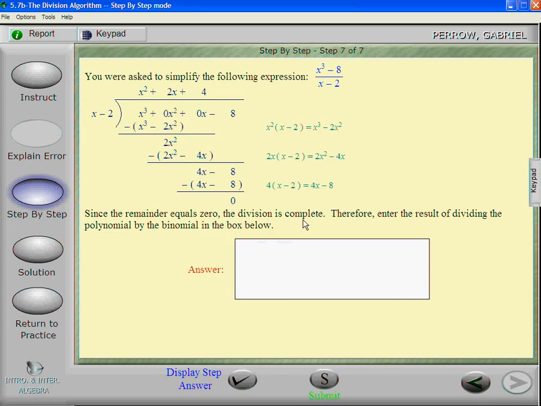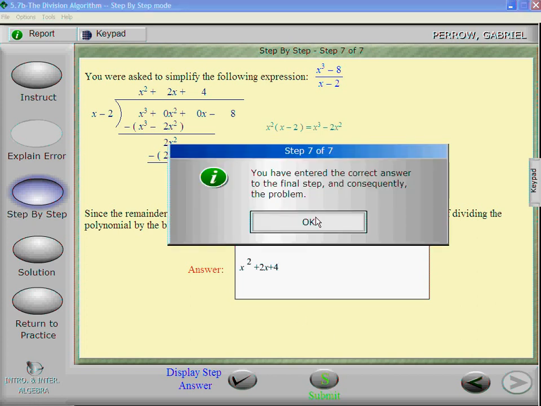Okay. So as a final answer, that stuff up top is the only answer we've got, because the remainder of 0 means we don't have to tack on a fraction at the end of the problem. So x squared plus 2x plus 4 would be your answer.